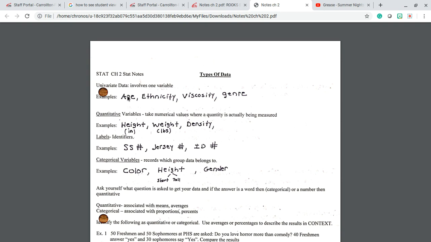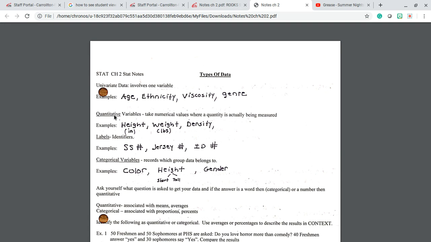So, types of variables again: age, ethnicity, viscosity, genre. There are all sorts of variables out there that you can look at. The ways we measure people, the way we talk about people. We're pretty good about categorizing things. And when we do that, we measure people in terms of variables.